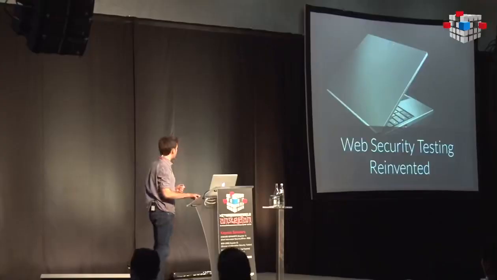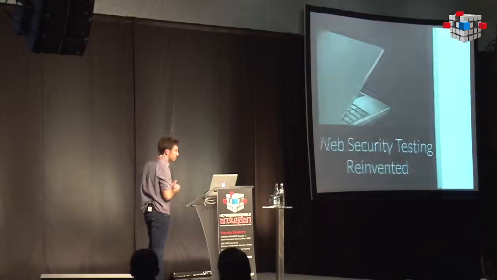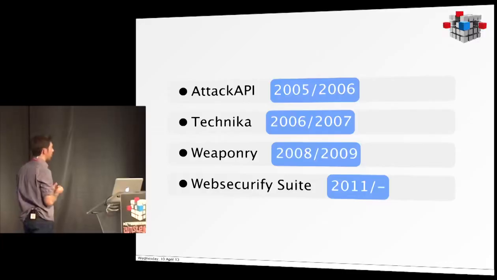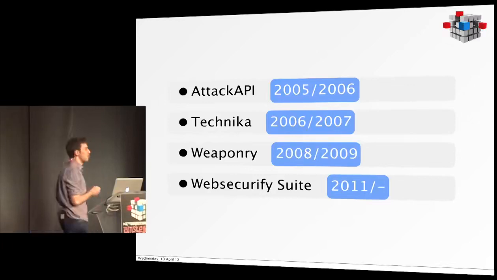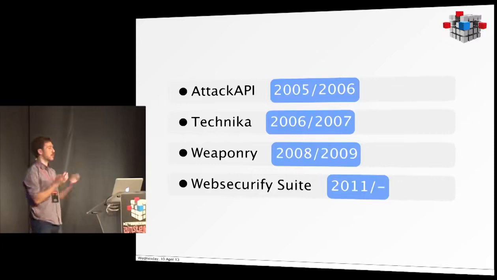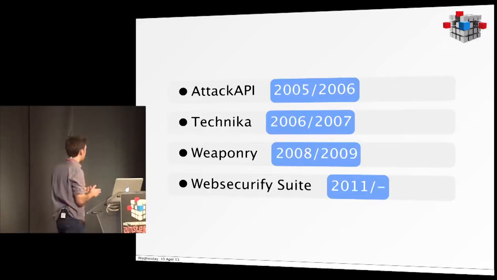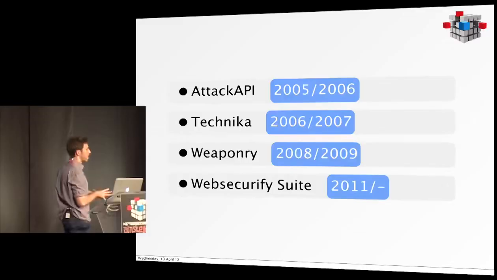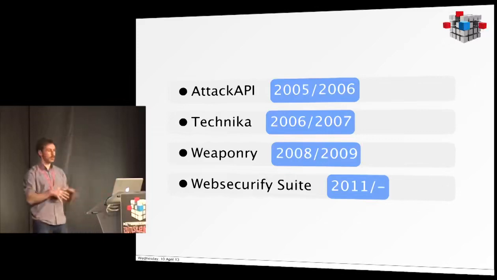So just to show you a little bit of the progress of the technology I'll show you later, it's actually not quite new, because some of the work that I started took almost 7 years to formulate in my head, generally, how it's going to look. Back in 2005-2006 circa, there was a library that I developed called Attack API. It's dead now, for good. Then in 2006-2007, there was a tool for Firefox called Technika, which is like a browser security scripting environment. Again, this is dead.